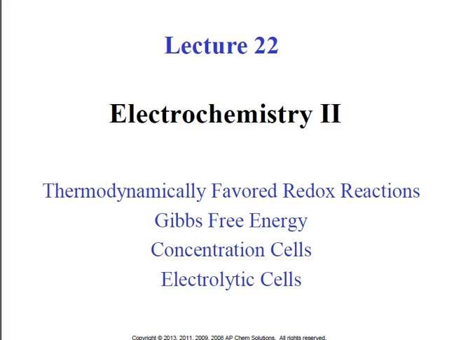So picking up where we left off, remember last time we were talking about galvanic or voltaic cells and how we calculate the voltage between them and what that means. Today we're going to talk about thermodynamically favored redox reactions, which we touched on a little bit last time, and we'll talk about how that's related to the Gibbs free energy or the delta G value for that reaction, and we will talk about concentration cells if we have time. And we'll save electrolytic cells for another lecture.